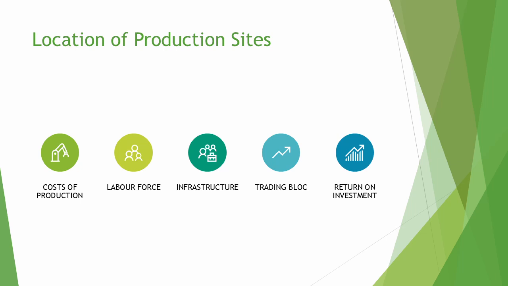Skills and availability of the labor force refer to the abilities and number of workers, influencing location as firms need access to skilled and sufficient labor to operate effectively. Infrastructure affects production site location because efficient transport, communication, and utilities reduce delays and costs.